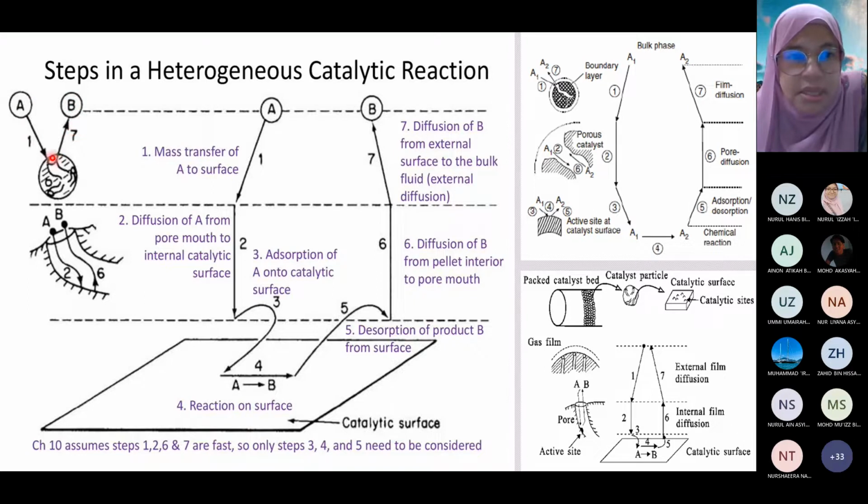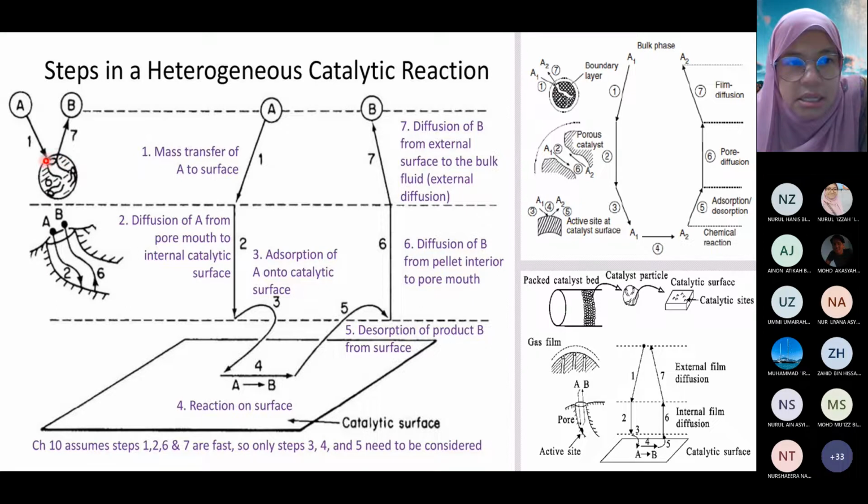So kalau tengok, this is the catalyst tau. Okay, 1, what is 1, what is 7? 1 ni step 1 and step 7. Step 7 ni the last step lah maksudnya. Okay, so this is the catalyst. This is the porous catalyst. That's why ada pore mouth.